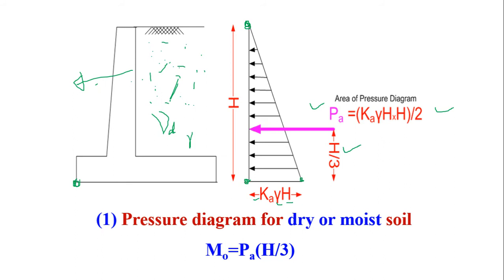If you want to find the moment at the toe, what is moment? Moment is nothing but force into perpendicular distance. The force is PA and the perpendicular distance is h by 3. So PA into h by 3 is the moment of this pressure force about the toe, about this end here. So this is the first pressure distribution diagram for the dry or moist soil with horizontal backfill.